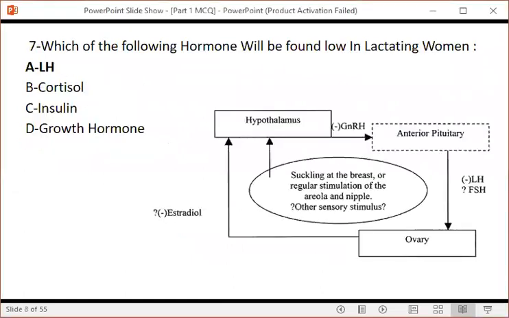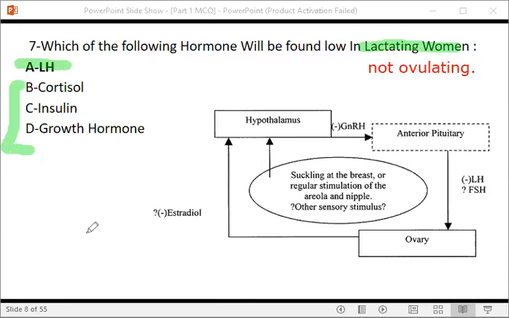Which of the following hormones will be found low in lactating women? LH, cortisol, insulin, and growth hormone. Here the mother is lactating, and one of those will be low. Let's go with logic. Usually lactating women are not ovulating. What is the cause of ovulation? The cause of ovulation is LH.